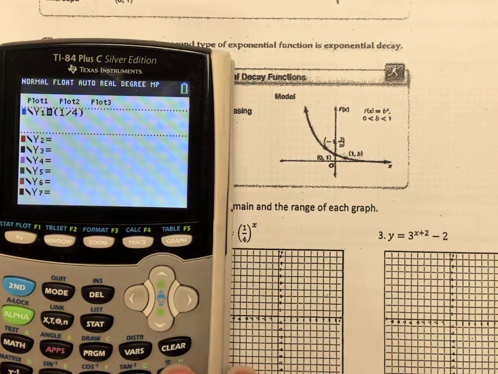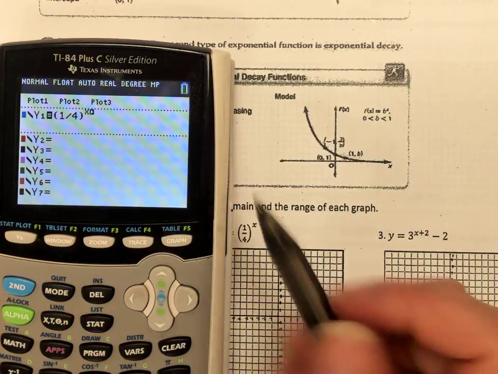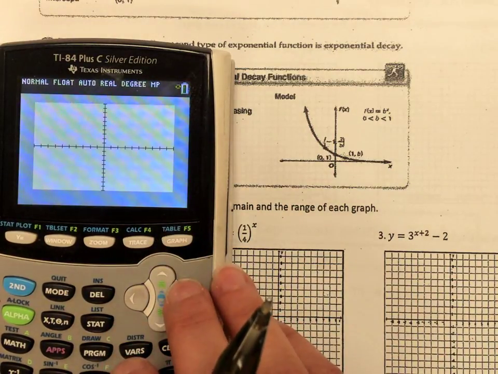Yes? On the next graph, if it had an unlimited y-axis, would it eventually get straight up? It will look like that, but it won't actually be straight up. It'll be microscopically getting closer. But yeah. All right, so then we hit graph.